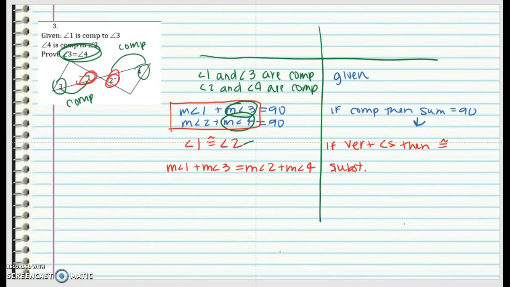Now notice, I want to say 3 and 4 are the same, but I have these extra parts. Angle 1 and angle 2. Well, conveniently, angle 1 and angle 2, I just said were equal to each other, or congruent. So, because of that subtraction property, I can subtract away the 2 and the 1. And I'm finished.